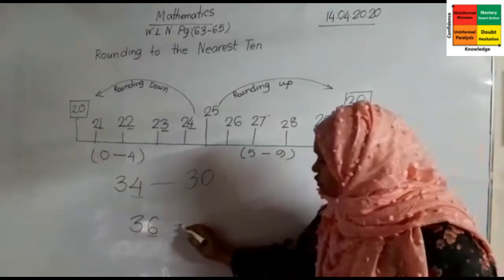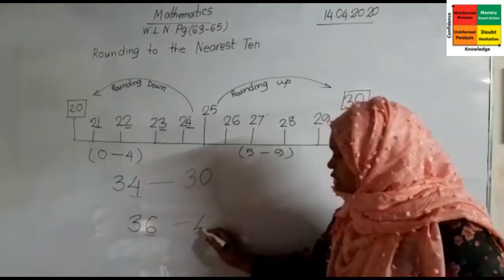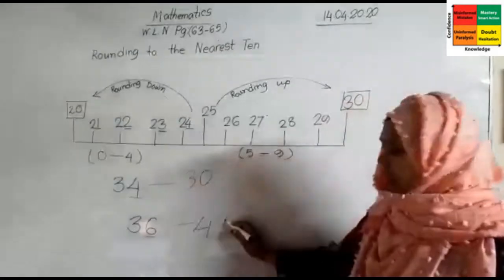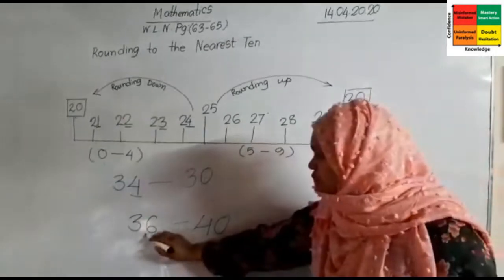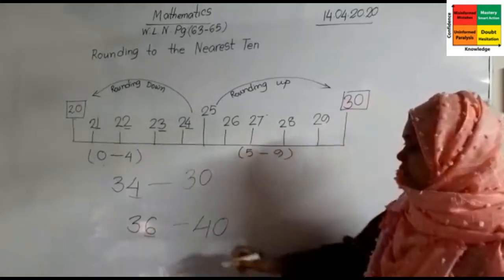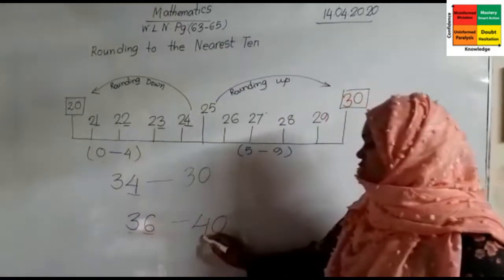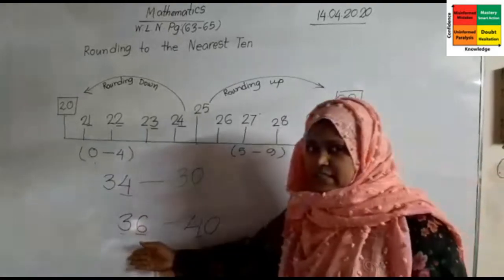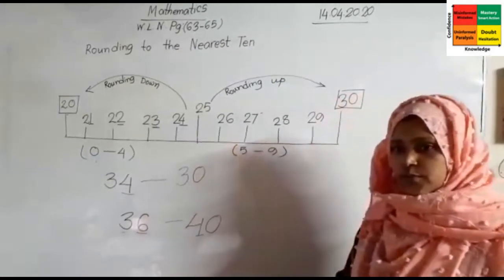So, what do you think? What will be the number, 30 or 40? It will be 40. As it is more than 4, this number will go to the next 10. This 10 will change to the next one. One more will be added here. Is it clear to you?